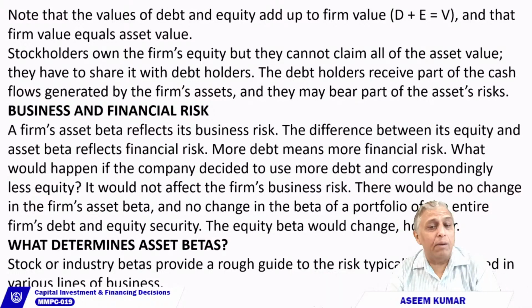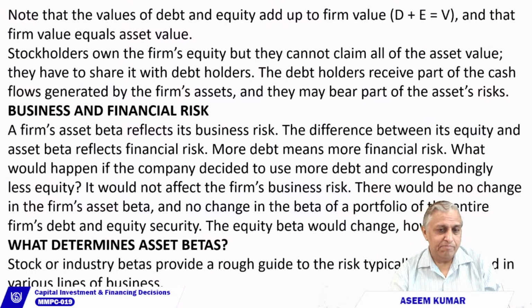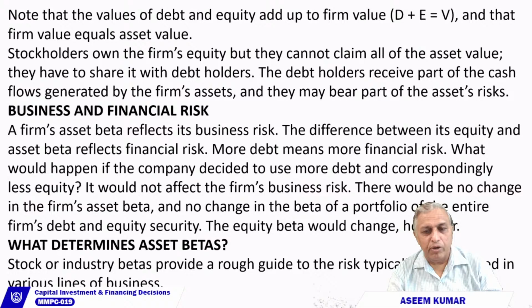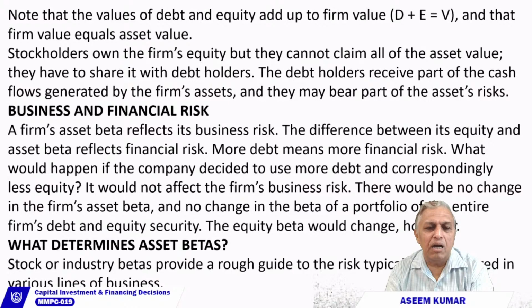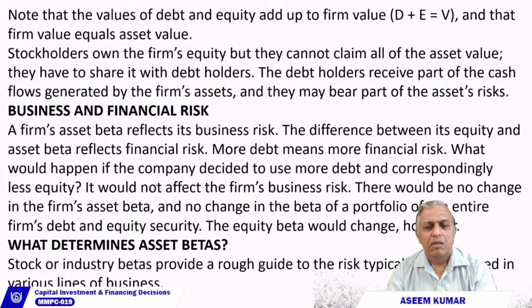What would happen if the company decided to use more debt and correspondingly less equity? It would not affect the firm's business risk. There would be no change in the firm's asset beta and no change in the beta of the portfolio of the entire firm's debt and equity securities. Okay? But the equity beta would change, however. Whatever the effect you were finding out, the effect would be the same.